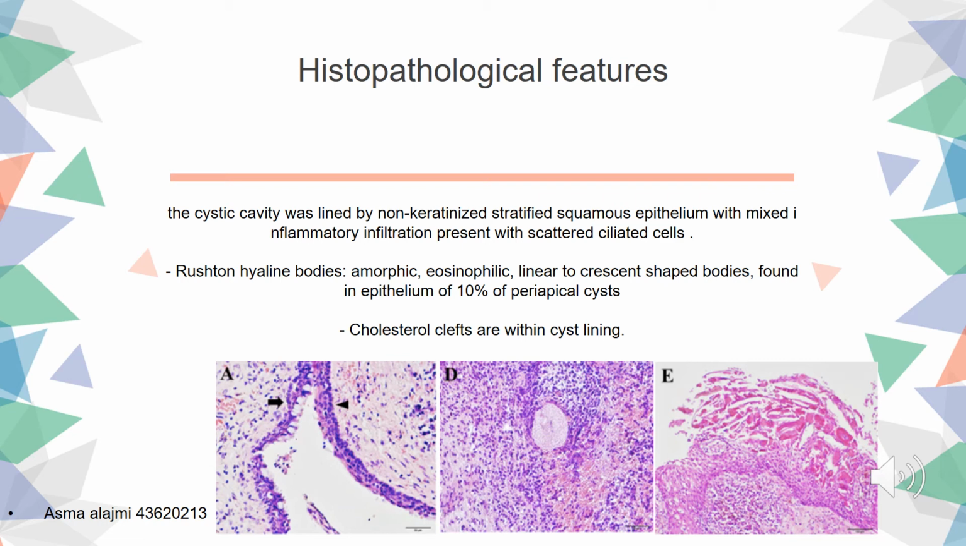Rushton hyaline bodies are amorphous, eosinophilic, linear to crescent-shaped bodies found in the epithelium of 10% of periapical cysts. As we can see in picture D, these are the hyaline bodies surrounded by lymphocytes. Cholesterol clefts are within the cyst lining, with multinucleated giant cells adjacent to them. And in the last picture, picture E, we can see the Rushton bodies with a cholesterol cleft.